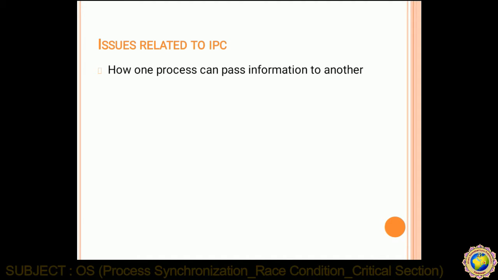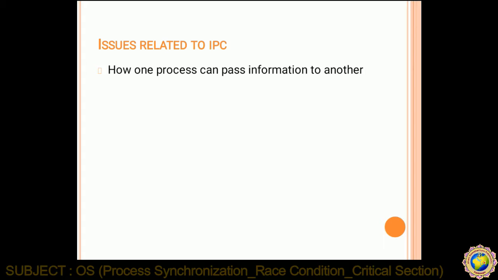Today we are going to study the issues related to inter-process communication. There are mainly three issues which arise during inter-process communication. These are given as follows. First, how one process can pass information to another.